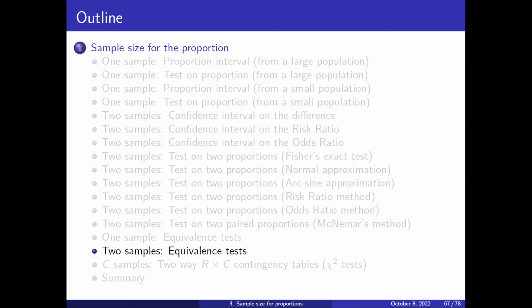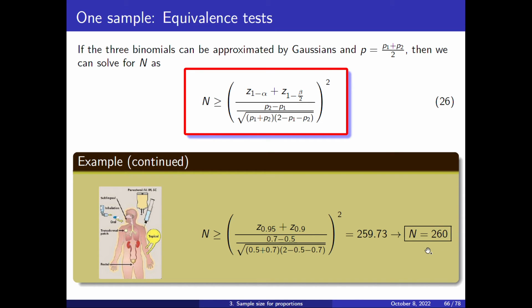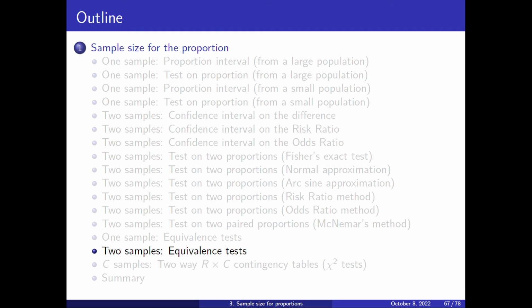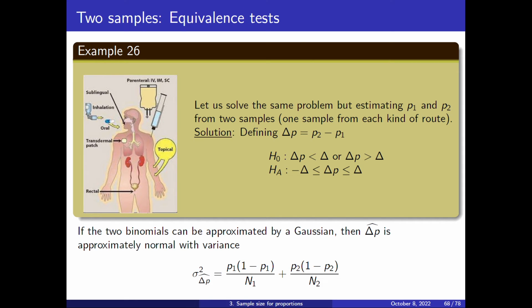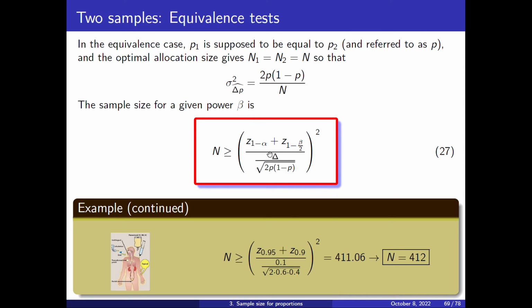So this was one sample, so this 260 was just for the new route. The other route was taken for granted that it was 60%. But what if we want to compare to the other group? So now let's say that we will have two groups, one with the old route, one with the new route, and then we again want to show that they are equivalent. And now we will allow for a tolerance. This tolerance is this 10% that we wanted to detect and have this 90% of statistical power.